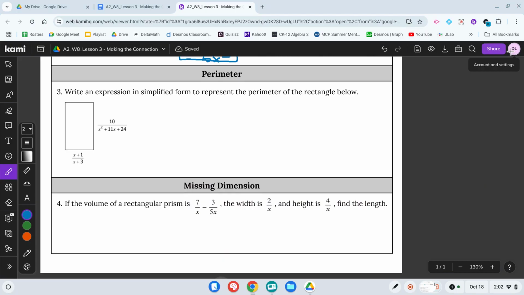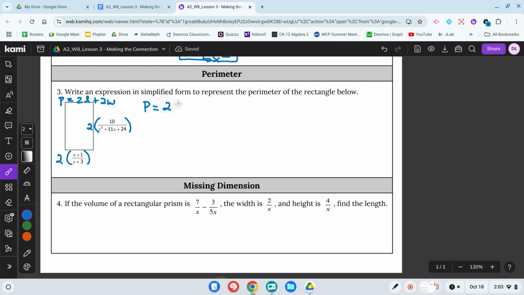Next, they're going to ask us to find perimeter. In order to find perimeter, we have to add up all the sides. So we need 2 of the longer side and 2 of the shorter sides. So we're going to say perimeter equals, I should have added that up above, 2 lengths plus 2 widths when we're dealing with rectangles.